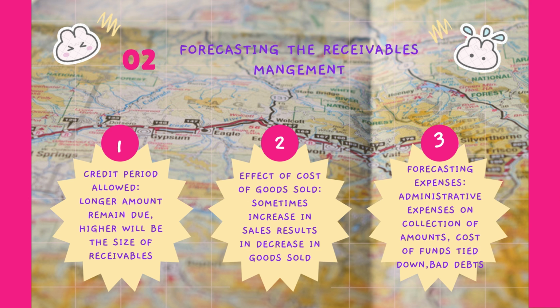And next one is forecasting expenses. Administrative expenses on collection of amounts, the cost of funds tied down, and bad debts are forecast receivables that we can predict in future, to see how they are going to be able to give the amount. It will increase the receivables and also increase the profit by increasing sales. So credit sales should not be allowed if the cost of receivables is more than the income. On the other hand, if the revenue earned from the increase in sales is more than the cost of receivables, then the sales should be expanded.